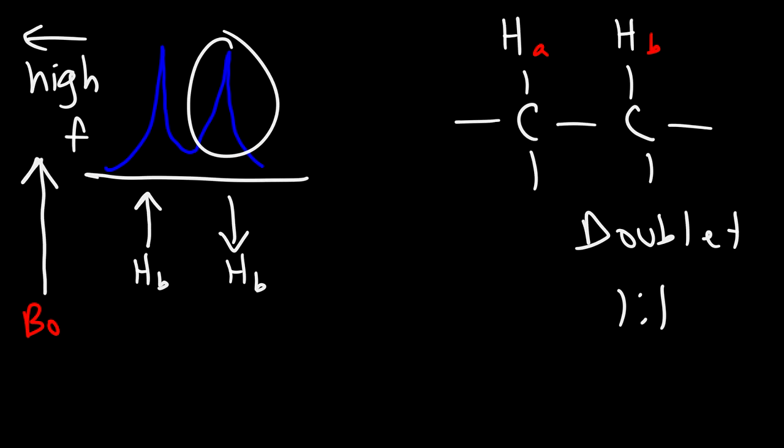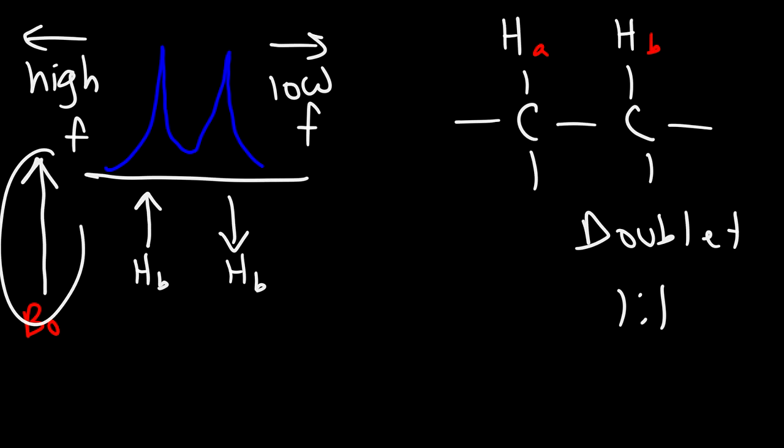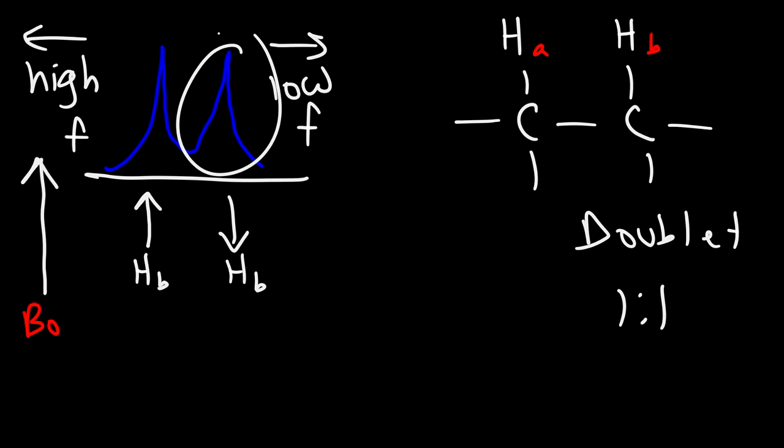Now, this peak appears with a lower frequency. It appears slightly upfield because the net magnetic field is weaker. The applied magnetic field and the magnetic field of the adjacent proton, they go against each other. And so the net magnetic field is weaker, and that's why it appears at a slightly lower frequency.